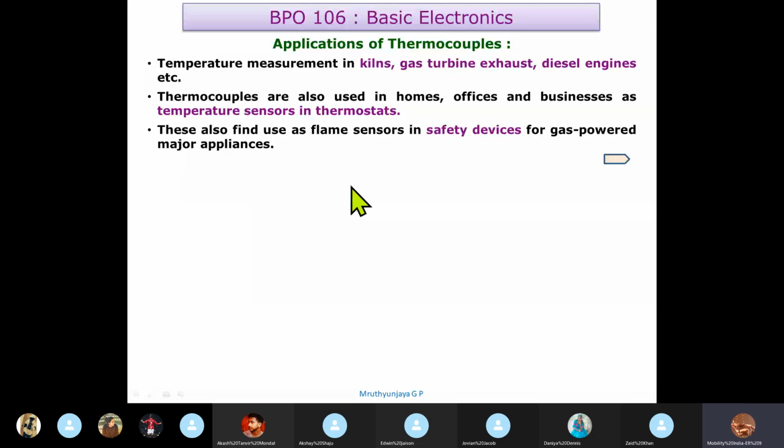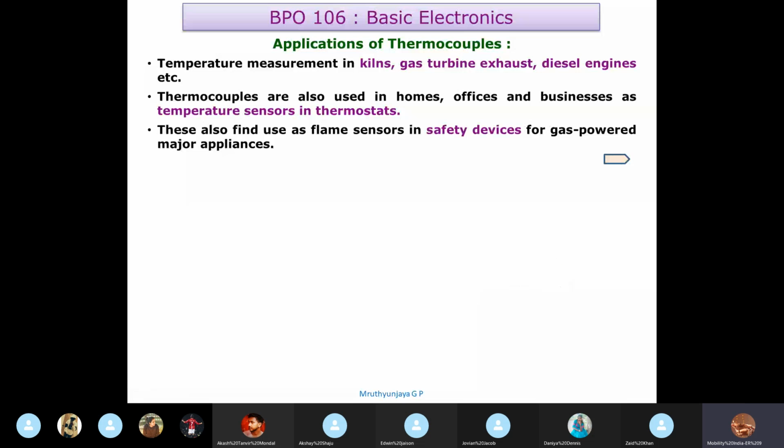They also find use as flame sensors and safety devices for gas powered major appliances. And they are powered by gas. Any temperature beyond a certain limit can lead to a fire hazard, accidents. Such places also use these thermocouples. They will closely monitor using the thermocouple, convert it back to voltage, and when the voltage goes beyond the set limit, they will trigger protection mechanisms. That is the meaning of a safety device, a typical application of a safety device.